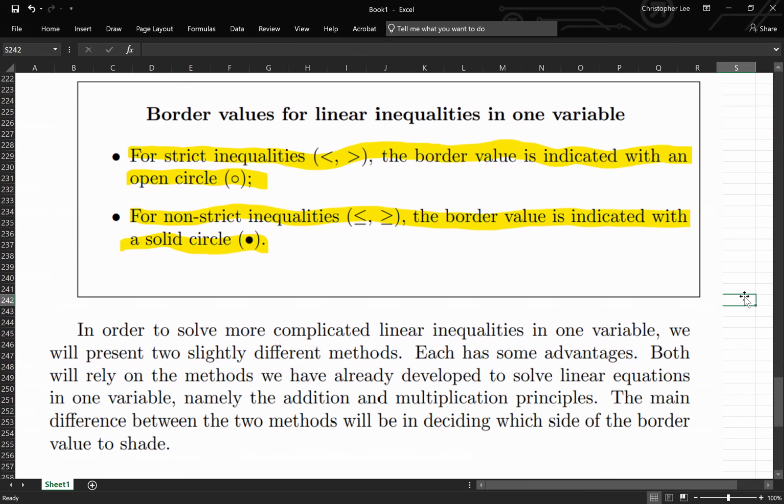What makes them strict and non-strict? They'll tell you in the question. But it's really the inclusion, right? If the number that's there is going to be included or not.